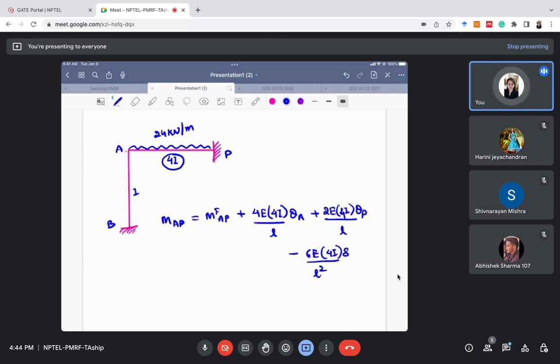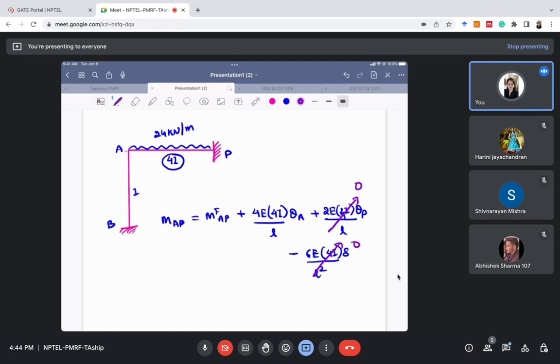Here there is no sway and no settlement of support, so the delta term will be 0. What else will be 0? The theta P term will be 0, because P is now acting as a fixed support, so there will be no rotation here. So MAP will be equal to only these two things.